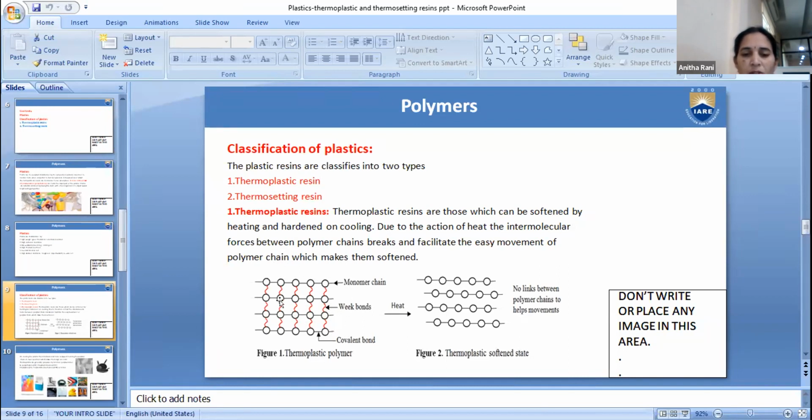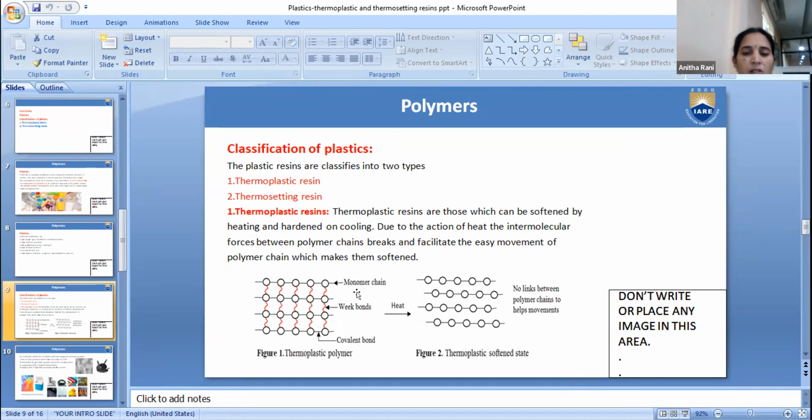Due to the presence of these weak bonds, when we heat this polymer it becomes soft. It can be softened by heating and hardened on cooling. When you cool it again, the weak bonds reappear between the polymer chains, and we get a hard product. So thermoplastic resins are those which can be softened by heating and hardened on cooling.